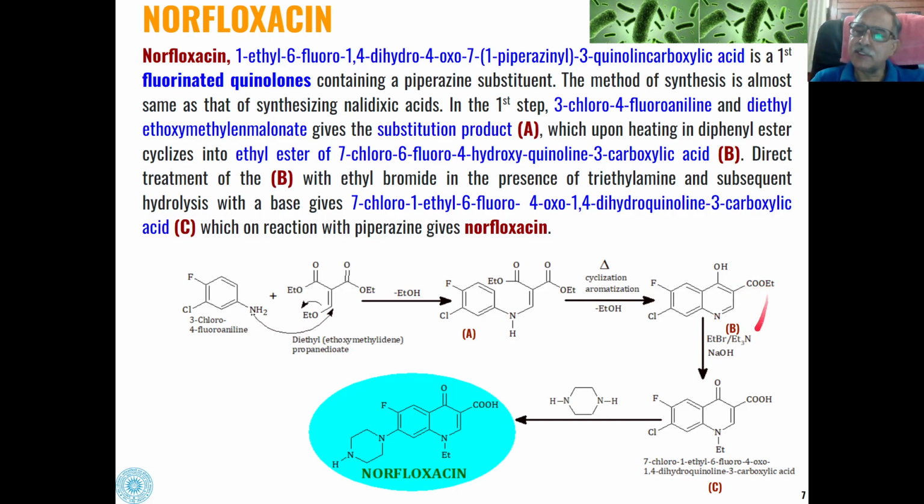the same way under basic condition. In presence of sodium hydroxide, this will undergo hydrolysis, and then this will react with ethyl bromide and alkylation will take place, and we will get this type of product. And this on reaction with piperazine will give us norfloxacin as the product with the elimination of this chlorine from here, H from here. So this is how we will synthesize norfloxacin, which again belongs to the fluorinated quinoline category of antibacterial drugs.